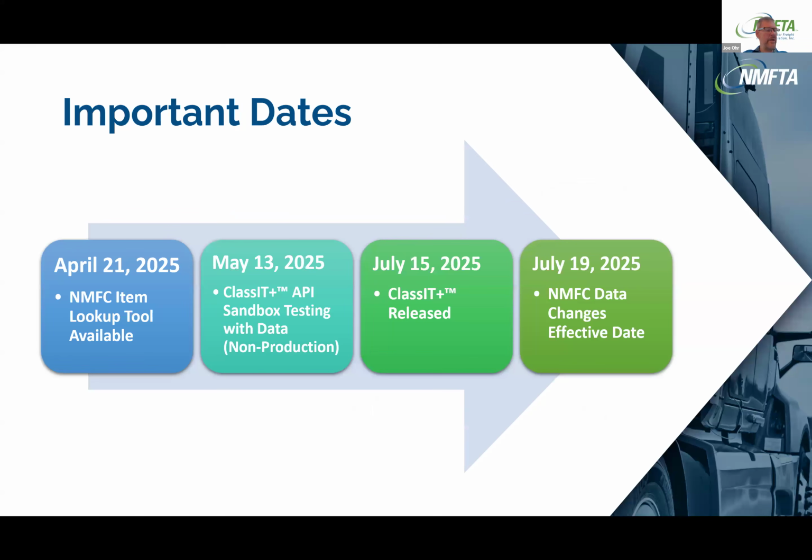Holly, I'll let you go through the important dates. Thank you. Before we get started, we just wanted to highlight a few important dates. The NMFC Item Lookup Tool launched on April 21st, so please go out and check that out. On May 13th, we will have the API Sandbox available for testing. It'll be populated with non-production data, and we'll also be kicking off beta on that date. July 15th, 2025, is when ClassIT Plus will be released. And then July 19th, 2025, is when the NMFC data changes become effective.